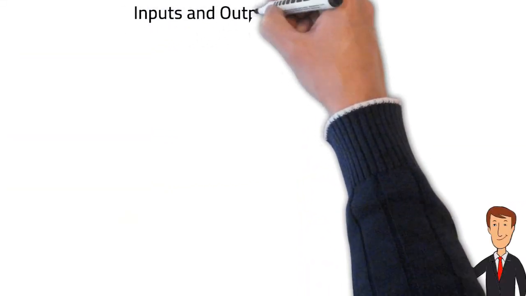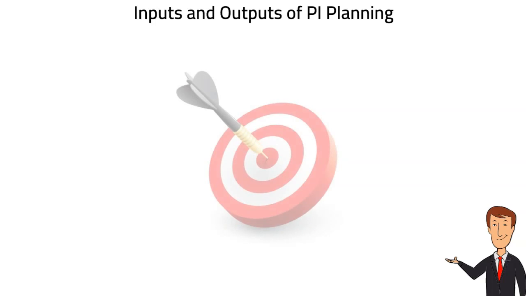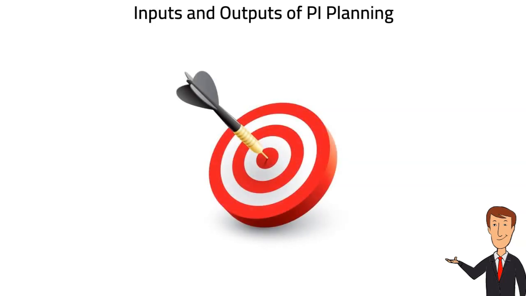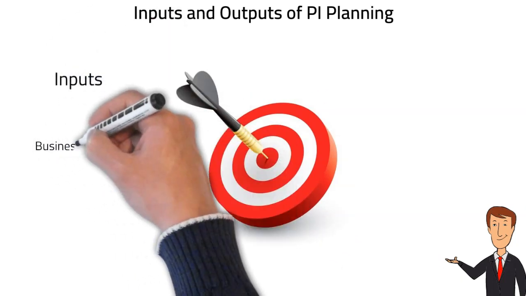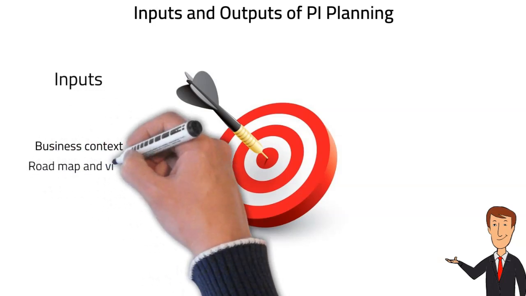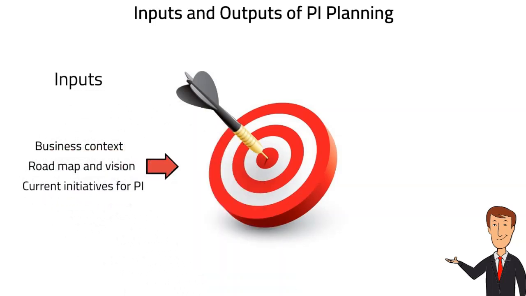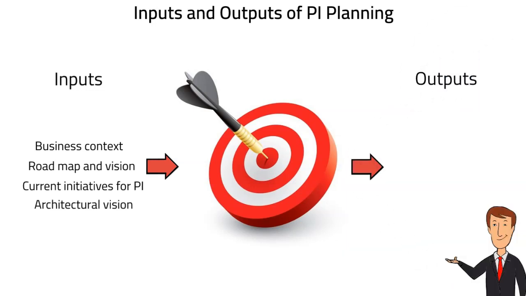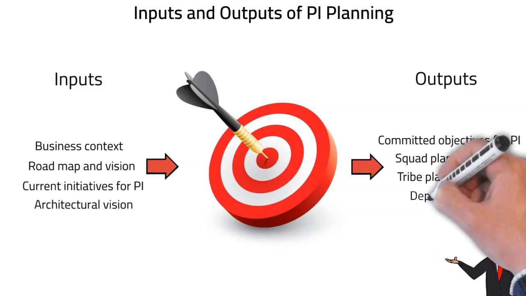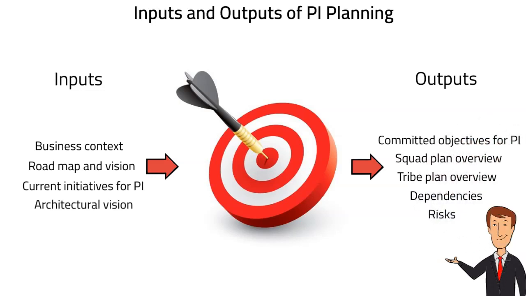There are some typical inputs and outputs of PI planning, but this shouldn't stop you from adding your own, providing you feel they add the relevant value. Some of the typical inputs include business context, roadmap and vision, current initiatives for the PI, and the architectural vision. And by the end of PI planning, we hope to have some of the following outputs: committed objectives for the PI, a squad plan overview, which aligns nicely with the tribe plan overview, and dependencies and risks identified also.